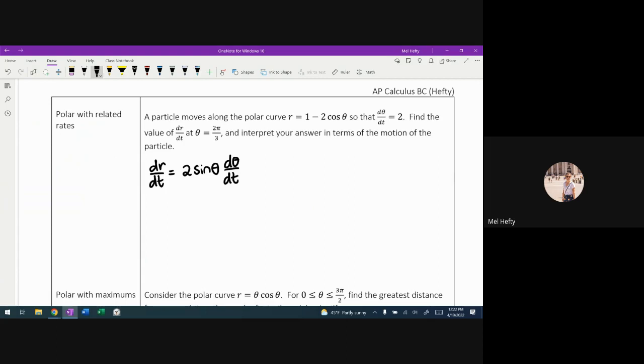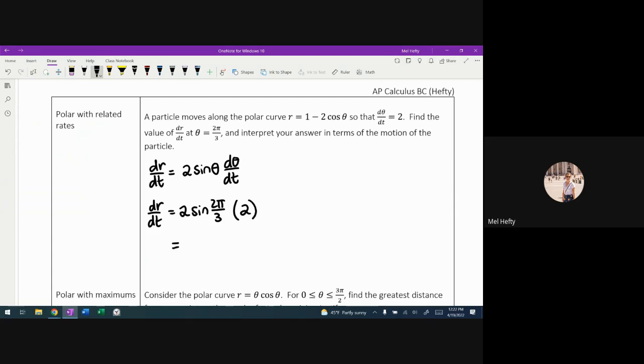So now what do we do? Well, I'm guessing I want to plug stuff in. I want to know what dr/dt is, so I'm going to keep that there. I have an angle, so I'm going to plug in 2 pi over 3. And I have a value for d theta/dt, so that is 2.